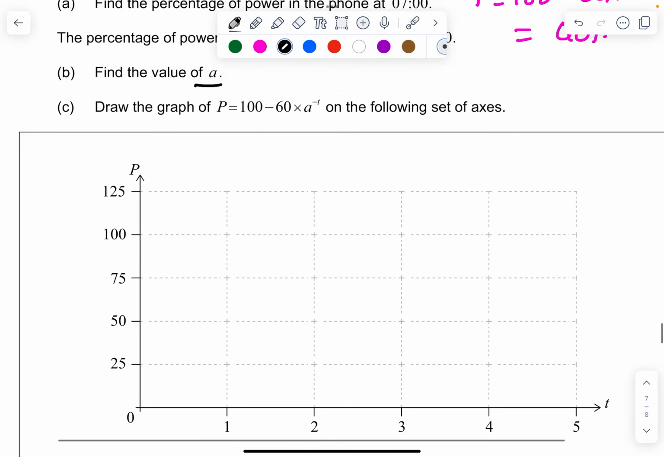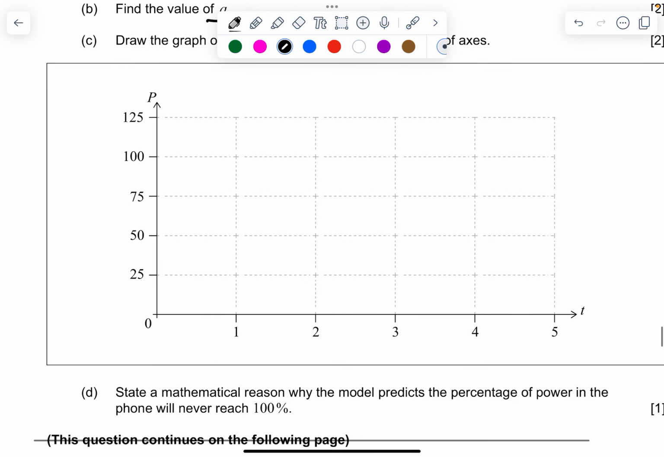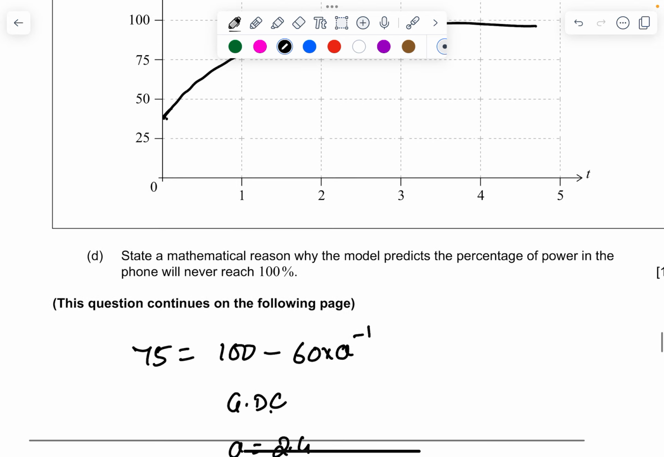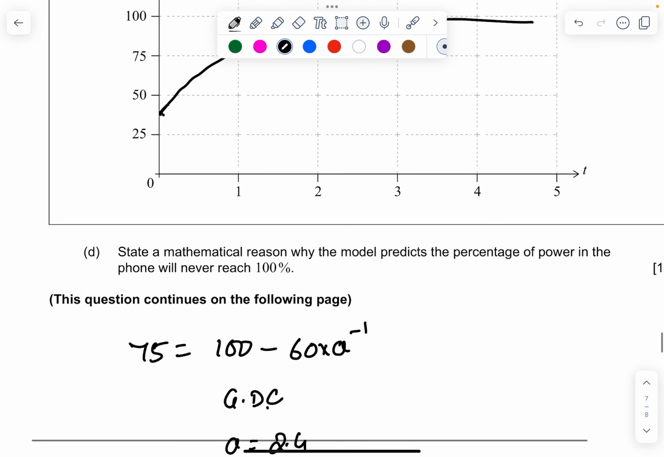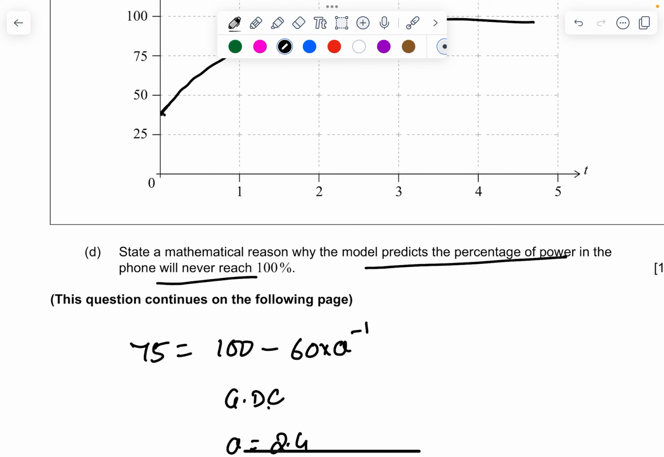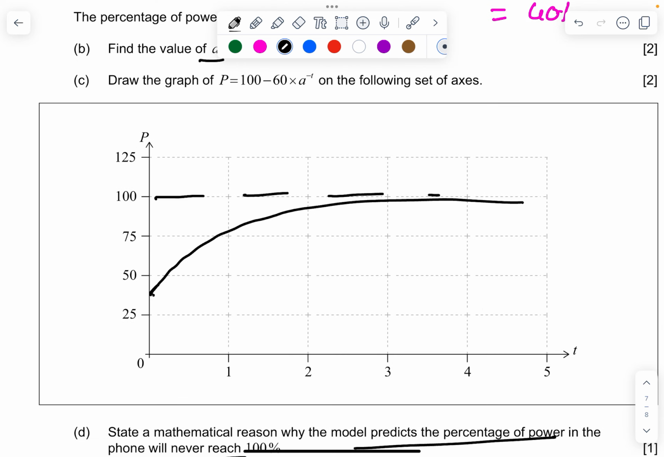Draw the graph on the set of axes. So we have to draw. It is starting at 40 and it will never reach 100, because 100 minus something will always be less than 100. State the mathematical reason why the model predicts the percentage of power will never reach 100. Because it has a horizontal asymptote at 100.